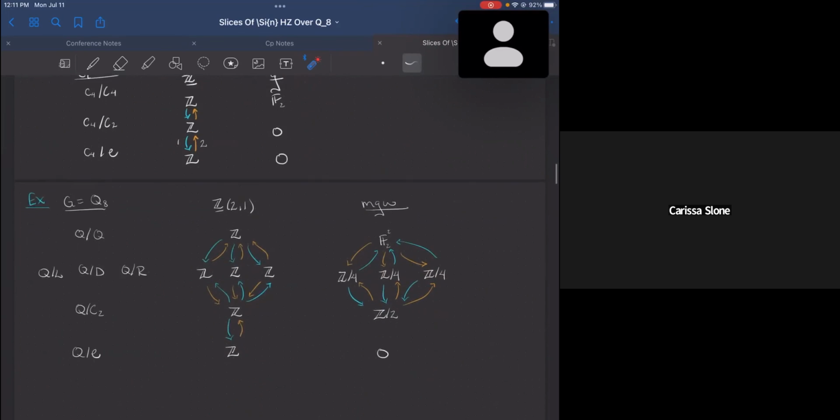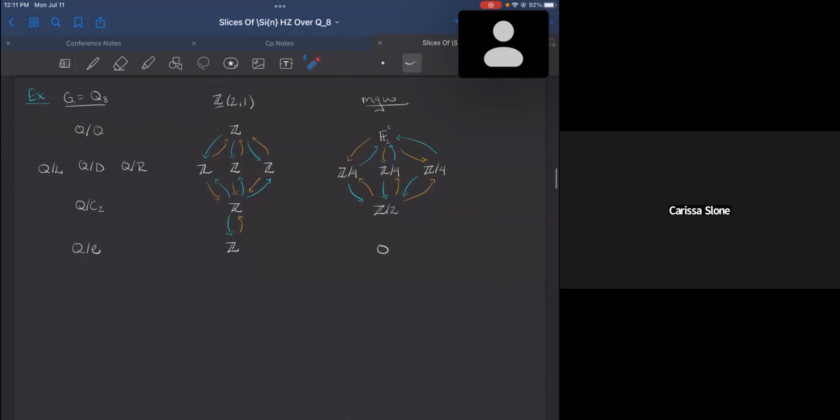And then finally, some Mackey functors for the quaternions. We have a Q mod Q at the top, and I'll refer to the quaternions as either Q8 or Q. Then at the next level, we have a Q mod L, a Q mod D, and a Q mod R, where L, D, and R are the 3 copies of C4 contained in Q8. Then we have a Q mod C2 and a Q mod E.